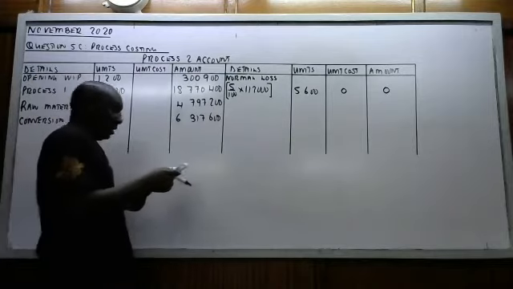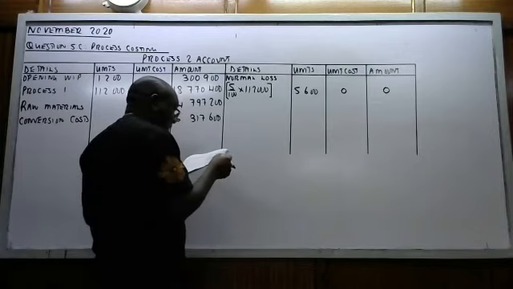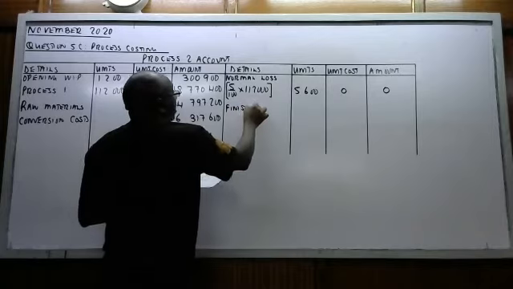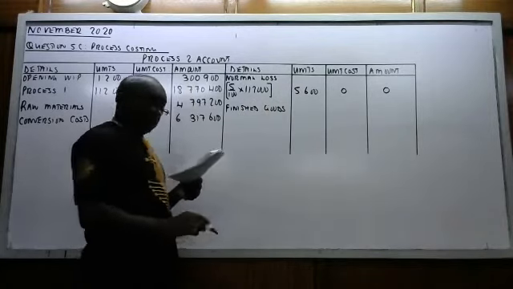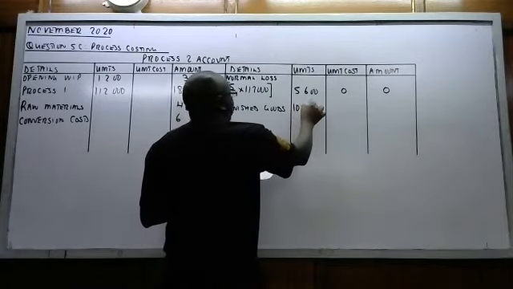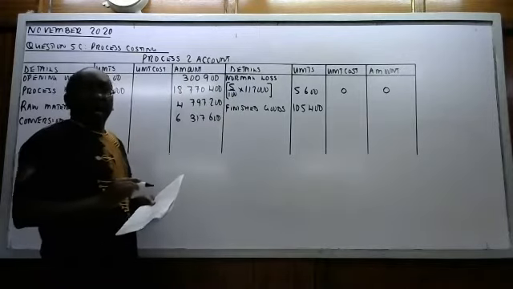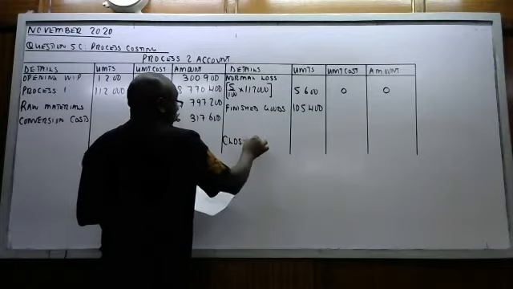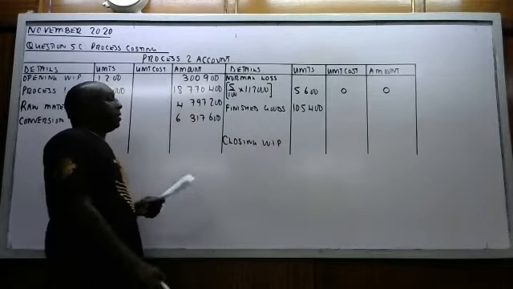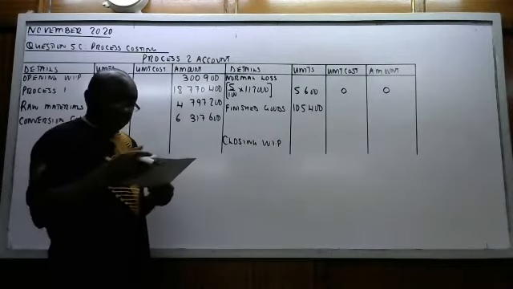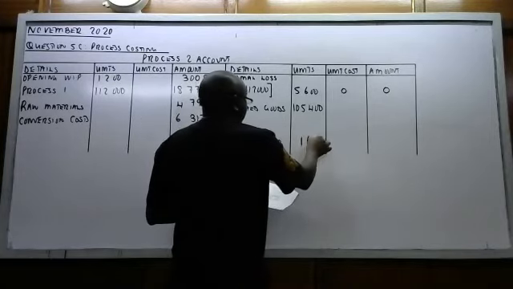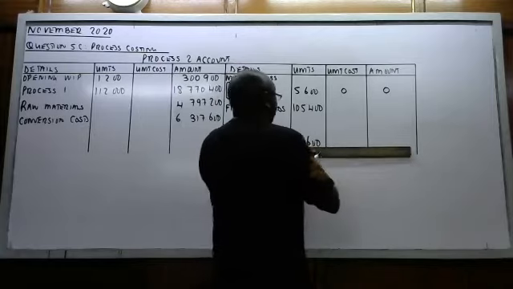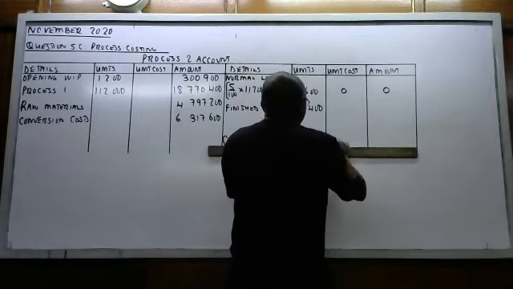Okay, the next thing is the transfers. That is the completed output, finished goods. The finished goods, we are told, were 105,400. Then down here we have another small space, so that in case there is a balancing figure, it will be placed here or here. The closing work in progress, we are told, is 1,600. So you seek to balance the account.